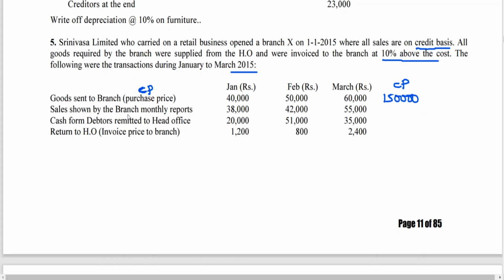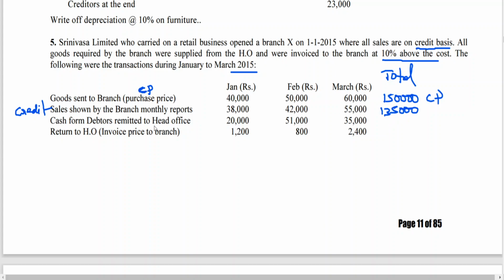Sales are shown by the branch monthly reports because all the sales were on credit. This is nothing but credit sales. If you go for the total, this is the total column I'm writing. Of course, sales will be at selling price only: 38,000 plus 42,000 plus 55,000. It is coming to 1,35,000 is credit sales.